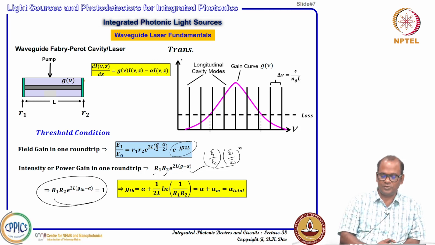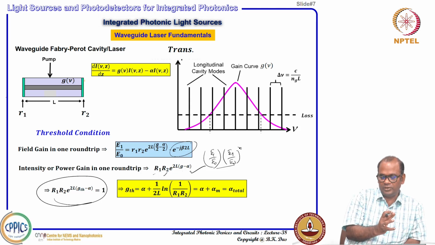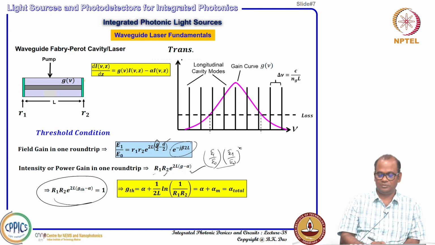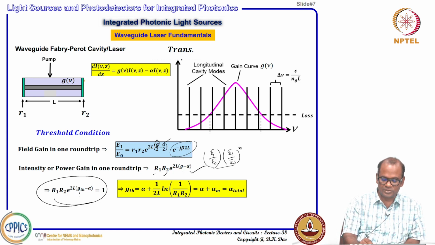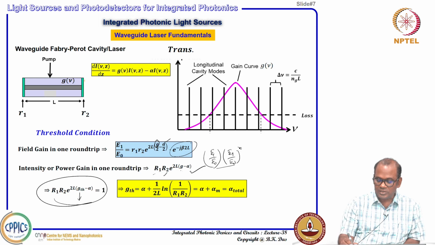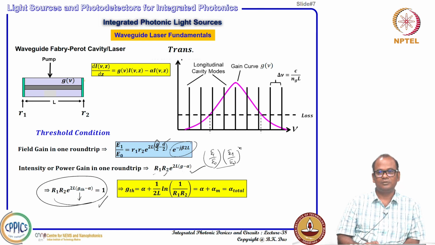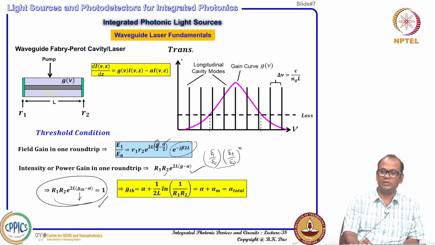That type of condition can be achieved for a given alpha if you supply a certain G. If you represent that G value as G threshold, then for G equal to G threshold you can get this equal to 1, that is what we have written here. So, G threshold is the definition of the gain coefficient required for which the round trip gain will be 1.